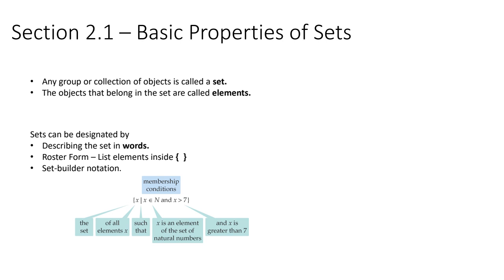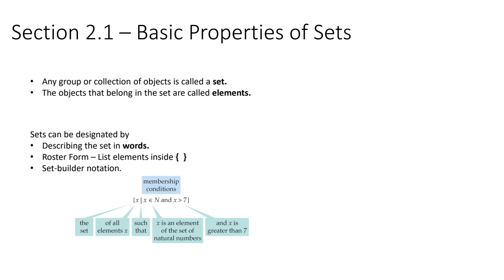So what is a set? A set is any group or collection of objects. For example, maybe when you were young, you had a collection of dolls or a collection of marbles. Maybe you have a set of dishes at home. So it's any group or collection of objects. Those objects that are in that set are called elements.